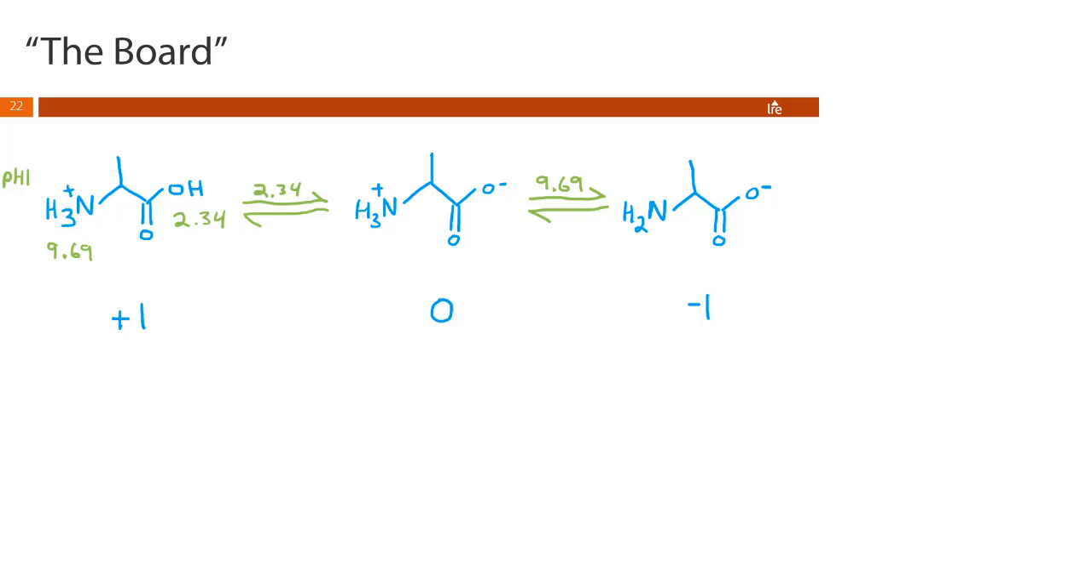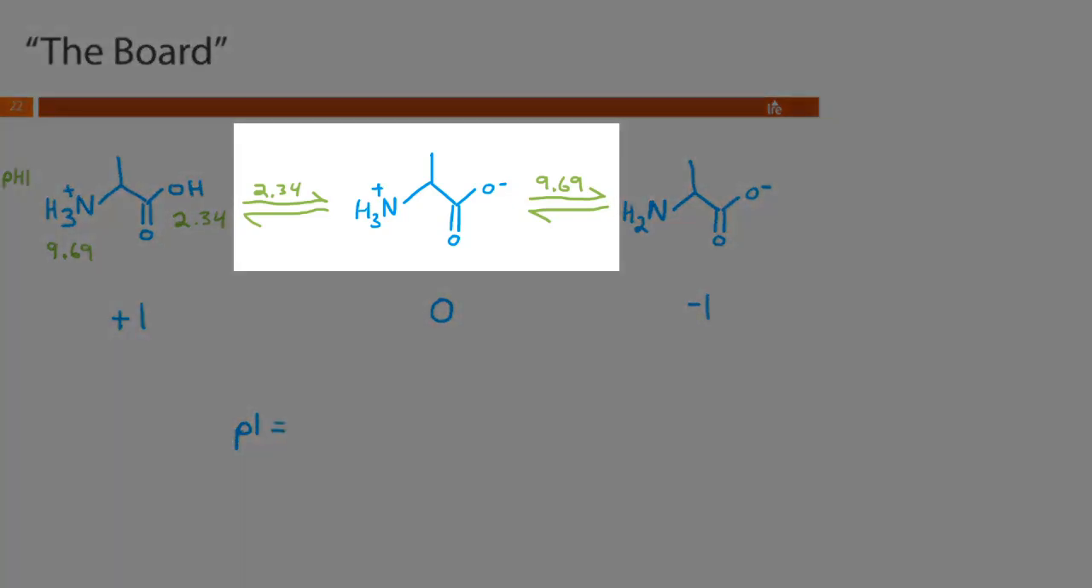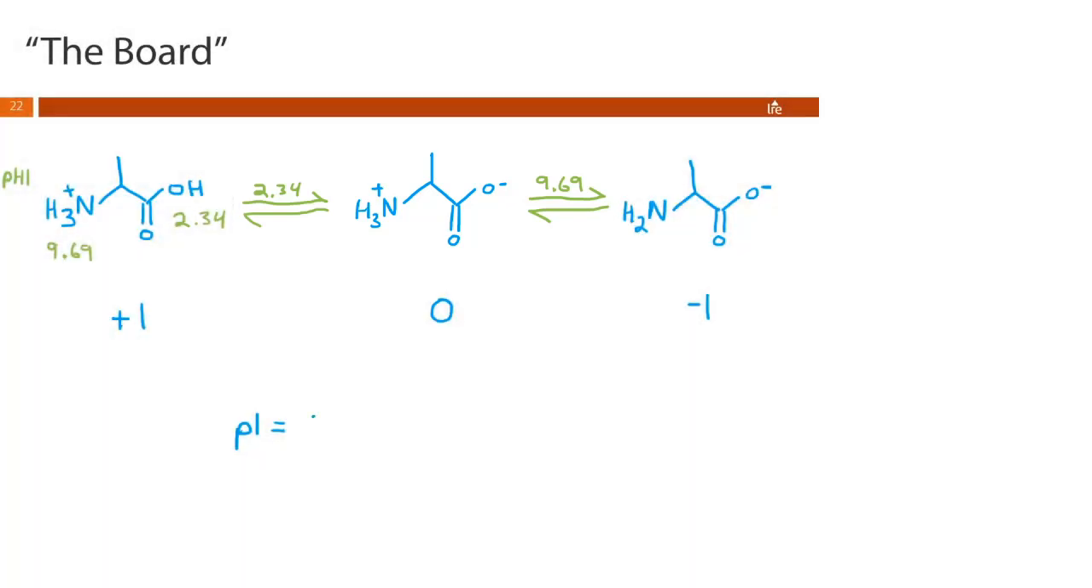And so we're going to calculate the pI as the average of the pKa's on both sides of this neutral species. So that means our pI is going to be equal to 2.34 plus 9.69 divided by 2. So go ahead and pause the video and see if you can tell me what that is. So it looks like it is 6.015.